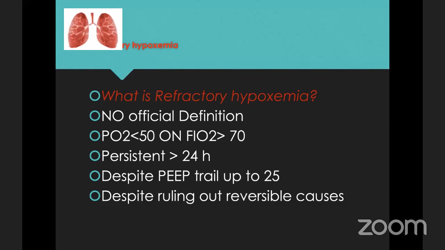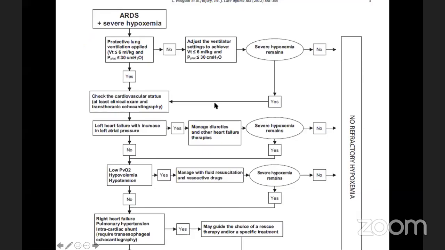Some say this is a PEEP issue. You can do lung recruitment with PEEP up to 25, but you have to rule out all the reversible causes. So here, this is a slide. If the patient has severe hypoxemia, and because we are talking about ARDS, we go to protective lung strategies. So what's our target here? The tidal volume should be 6 or less, but we have to keep the plateau pressure below 30.